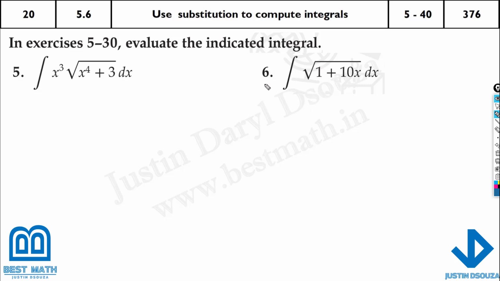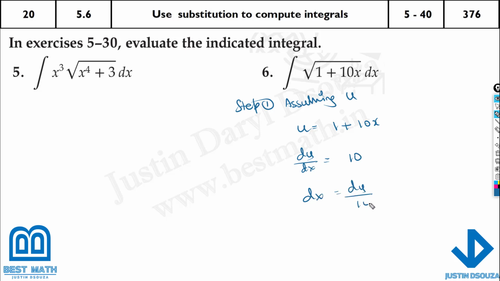When you are solving, that's a writing exam question, isn't it? So we have to write in detail. Step 1, let me do the detailed steps here. Assuming u, or u substitution, you can just write anything. U is equal to 1 plus 10x. Du by dx is equal to, this is gone 0, it will be 10 only. And dx, you can take that to the other side and you will have du by 10. So this is the dx value.